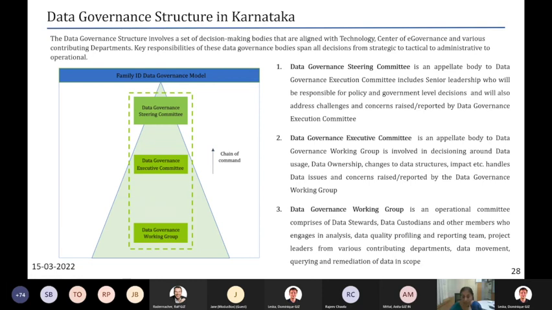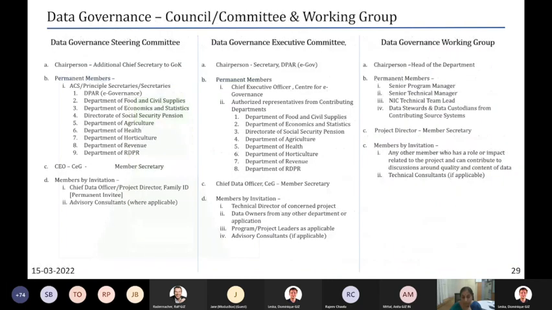Next slide, please. So the data governance committee and working group is shown in this slide. I will not go into detail. This slide shall be shared, which can be referred to. Next slide, please.